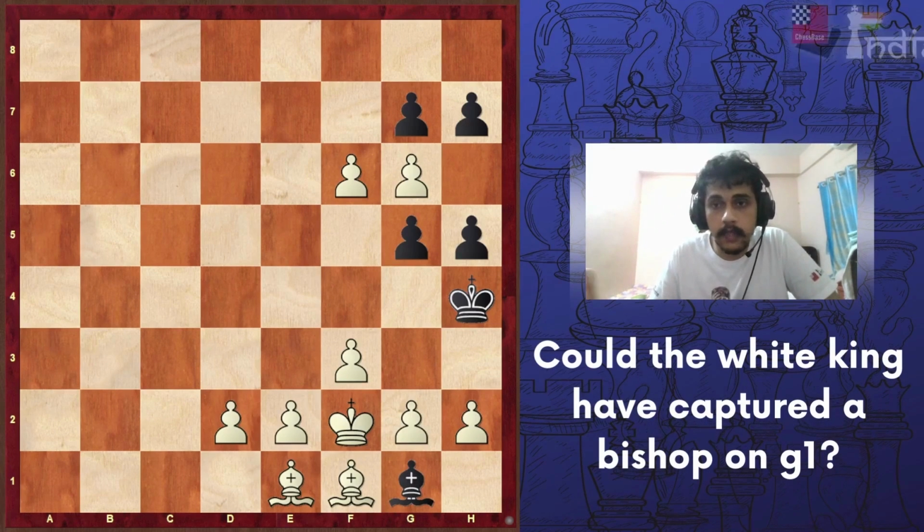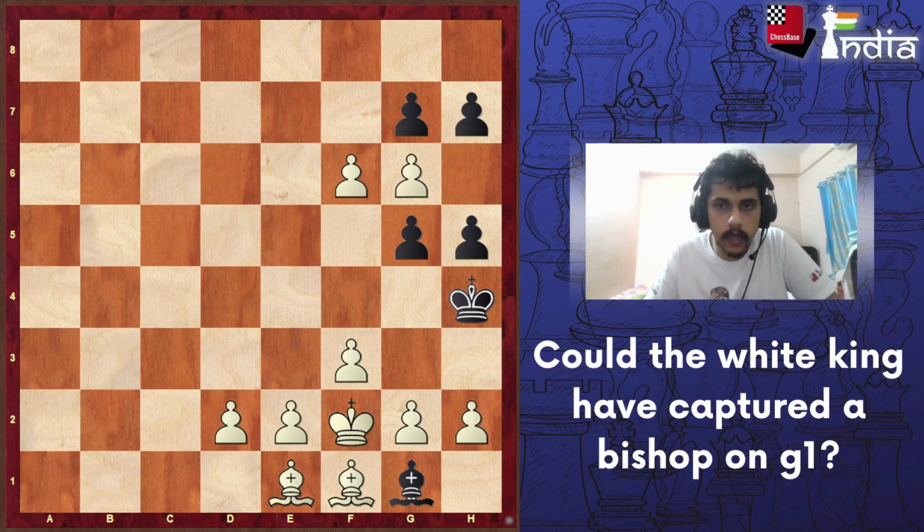Now, can the piece captured on g1 be a bishop? Well, I don't even have to analyze this. There is no way you can have a bishop on g1 with a white pawn still on h2. This check with bishop on g1 and king on f2 is absolutely illegal.